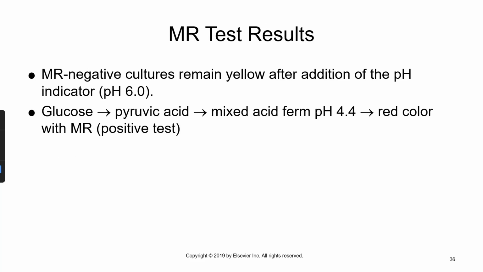MR negative cultures remain yellow after the addition of the pH indicator. So you're going to add methyl red, which is a pH indicator, directly to one of the tubes. And if it remains yellow and doesn't change color, then it's negative. If after you add that it turns red, then it's positive. Glucose to pyruvic acid, mixed acid fermentation, pH 4.4. A red color with the MR is a positive test.